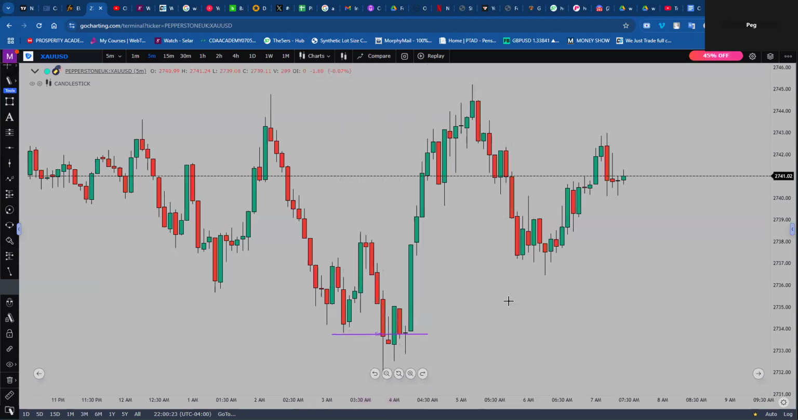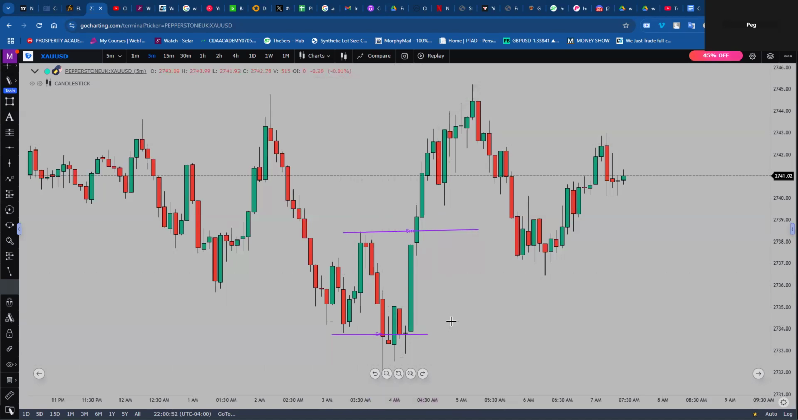Price raided that low. It swept it to the downside and immediately broke structure. This is the high that sponsored the sweep of this low. It broke it to the upside, making this liquidity sweep a valid liquidity sweep.